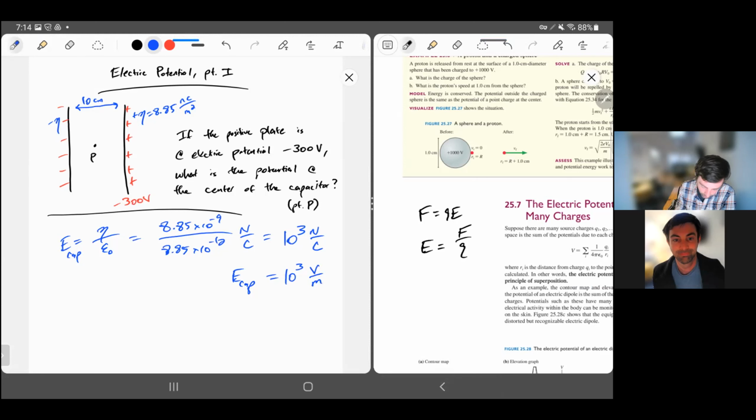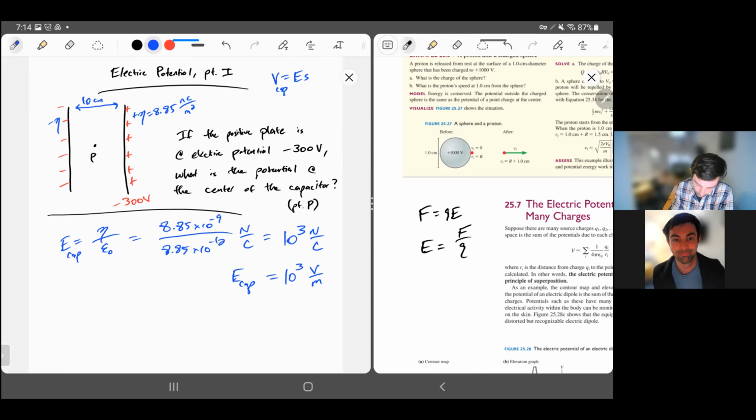And where this comes from is, remember that the potential in the capacitor was E times S. Remember, that was one of the formulas for the potential inside the capacitor as a function of S, where S was the distance from the negative plate. So looking at this formula, another way of writing the SI units for electric field is the SI units of electric potential divided by the SI units for distance, or volts per meter. And so the electric field inside the capacitor is 10 to the 3 volts per meter.